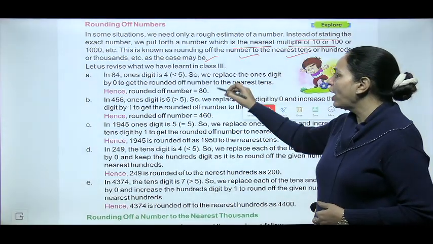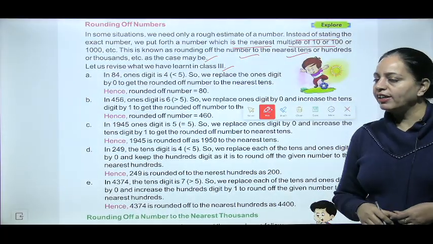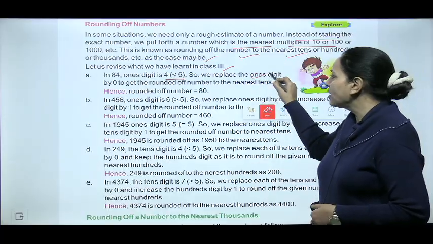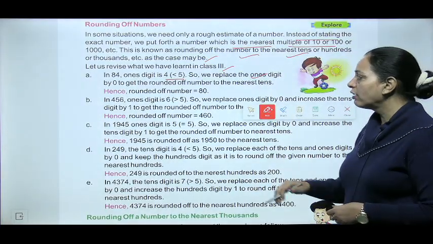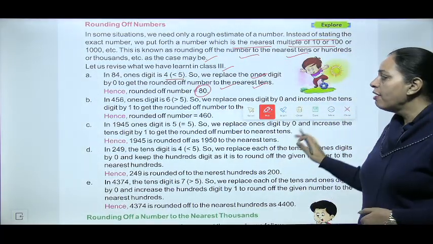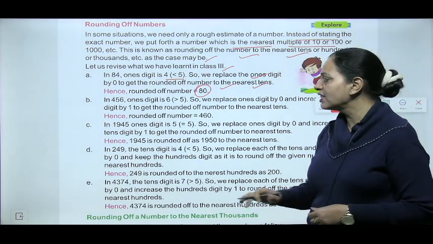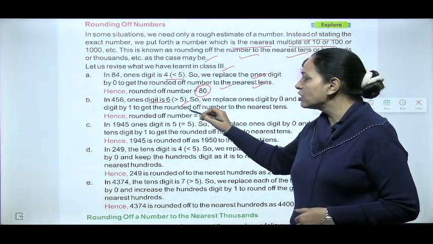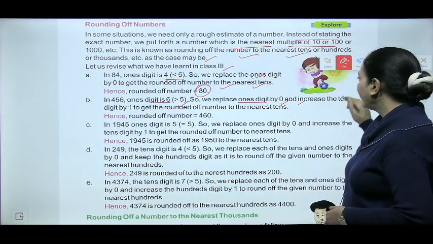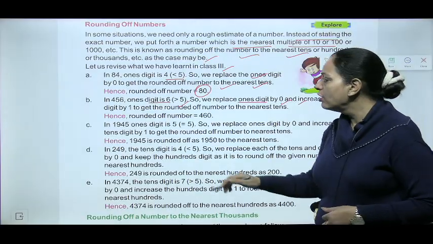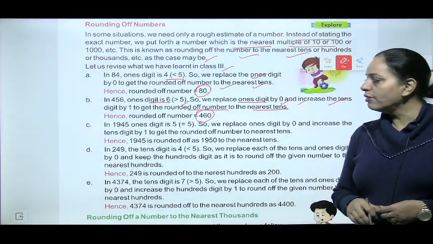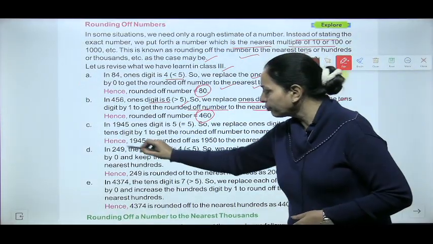So let us revise what we have learnt in class 3. A part, in 84, the ones digit is 4, which is less than 5. So we replace the ones digit by 0 to get the rounded off number to the nearest tens. Answer is 80. B part, in 456, the ones digit is 6, which is greater than 5. So we replace the ones digit by 0 and increase the tens digit by 1. So we are getting the number to the nearest tens, that is 460.